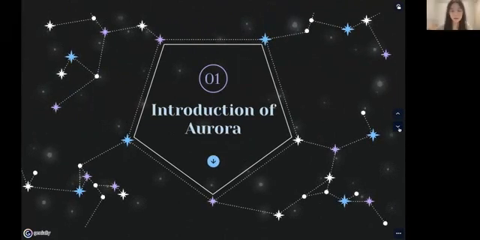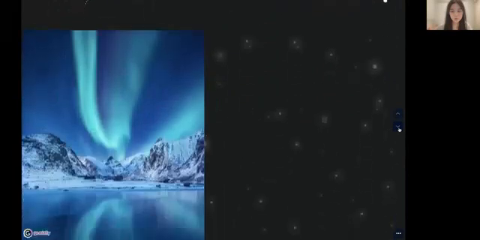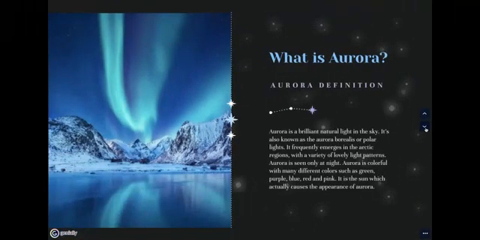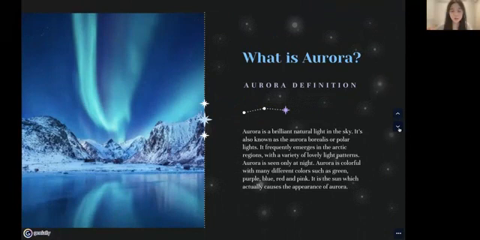First, I will give you an introduction of aurora. What is aurora? Aurora is a brilliant natural light in the sky. It's also known as the aurora borealis or polar lights. It frequently emerges in the Arctic regions, with a variety of lovely light patterns. Aurora is seen only at night. It is colorful with many different colors such as green, blue, purple, red, and pink. It is the sun which actually causes the appearance of aurora. This is aurora. When you climb a mountain, you can see it.